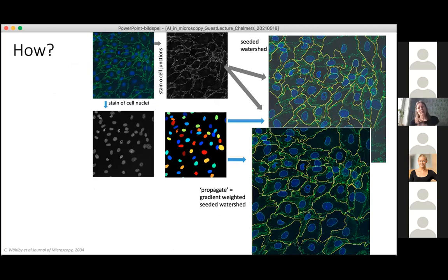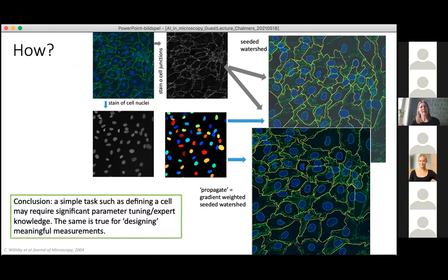But what I wanted you to realize from this is that a really simple task, such as defining a cell, may really require significant parameter tuning and also some expert knowledge. And the same is actually true for the next step in this kind of classical approach: now that we found the cells, we wanted to do some measurements. And then we also need a bit of engineering to really design meaningful measurements.